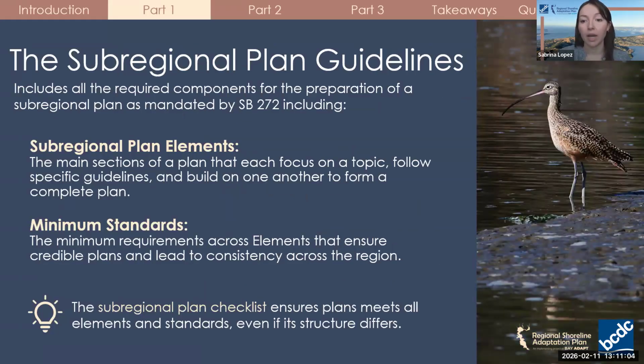Now that we've covered the RSAP at a high level, let's take a closer look at the subregional plan guidelines. Think of the guidelines as a roadmap for creating a subregional plan that provide a comprehensive approach to sea level rise adaptation planning. It's also important to note that the guidelines focus on considerations and outcomes rather than prescribing a single process. They describe both a step-by-step planning approach and alternative paths to compliance, recognizing that jurisdictions may want to shape their planning process based on local context, capacity, and preferences.